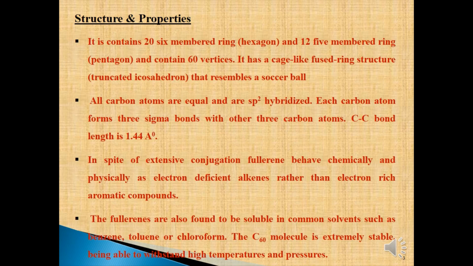In spite of extensive conjugation, fullerene behaves chemically and physically as an electron-deficient alkene rather than an electron-rich aromatic compound. Fullerenes are found to be soluble in common solvents such as benzene, toluene or chloroform. C60 molecule is extremely stable, being able to withstand high temperatures and pressures.